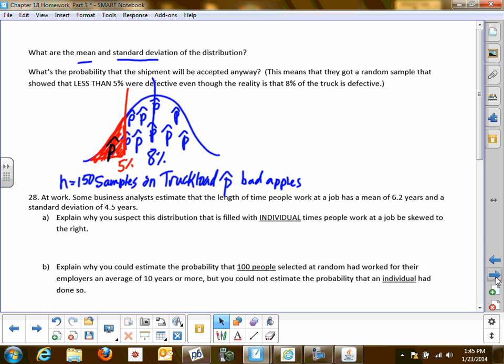So that's what this problem is. Read this. What's the probability that the shipment will be accepted anyway? This means, what's the probability they get a random sample that shows less than 5% were defective, even though the reality is that 8% of the truck is defective?